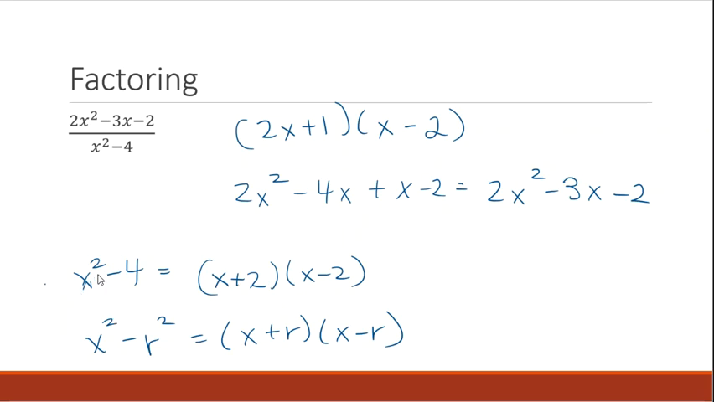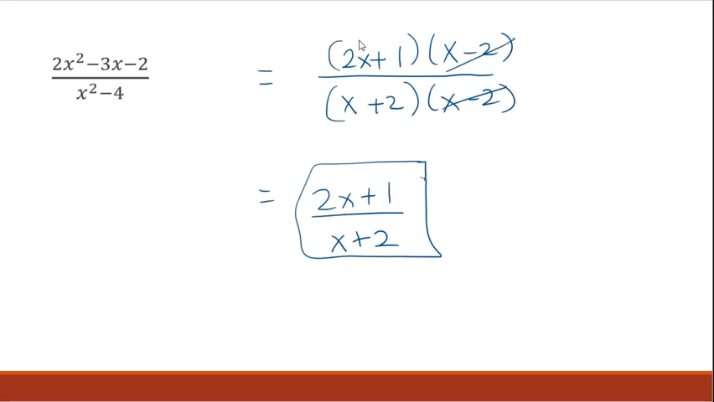If you have something like x squared minus 25, you can square root the 25. Square root of 25 is 5, so x squared minus 25 equals x plus 5 times x minus 5. Okay, so here we have the two factored terms, 2x plus 1 times x minus 2. This is x plus 2 times x minus 2. We can cancel out the x minus 2 terms. So the final answer is 2x plus 1 over x plus 2.